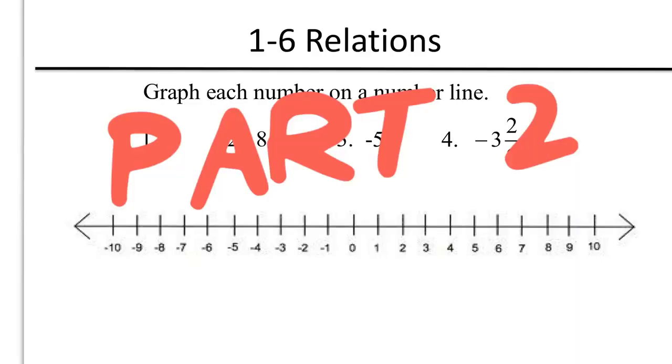Hey, what's up guys? This video is for section 1.6, which is called relations, and this is the second part. If you haven't watched the first part, you can go ahead and go back. Just a little review for the first video: we talked about how to graph different points on a coordinate plane. So today we are going to talk about relations, because those different points can be a relation.